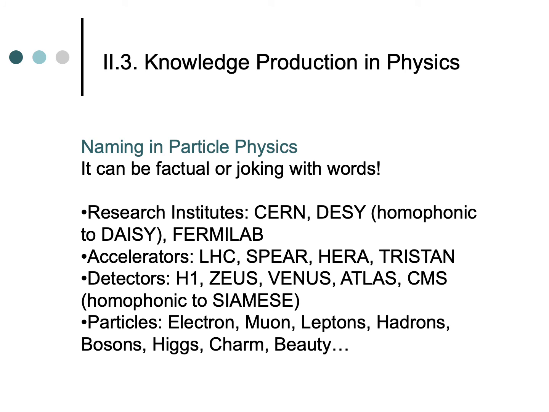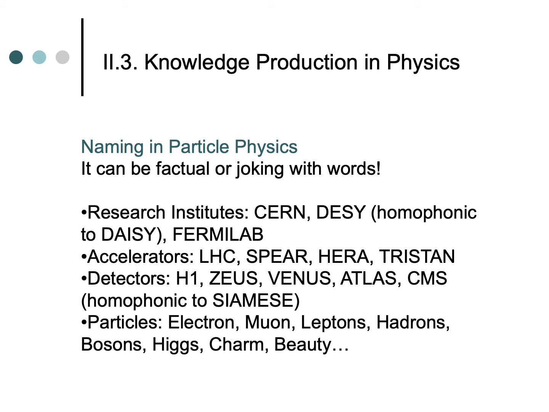Maybe it's easier to find in historical cases, or to understand in historical cases, how gender and physics are entangled. But also you can look at more recent examples. Look at the names in particle physics. We have research institutes like CERN and DESY, Fermilab, accelerators, LHC, SPEAR, HERA, TRISTAN, detectors such as H1, ZEUS, VENUS, ATLAS, CMS, or particles like electron, muon, leptons, hadrons, bosons, Higgs, charm, and beauty.